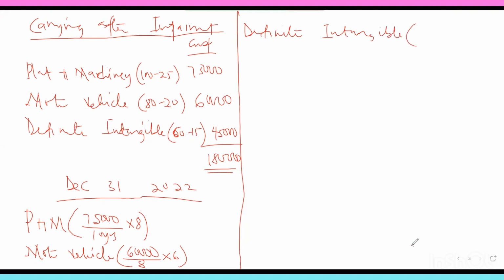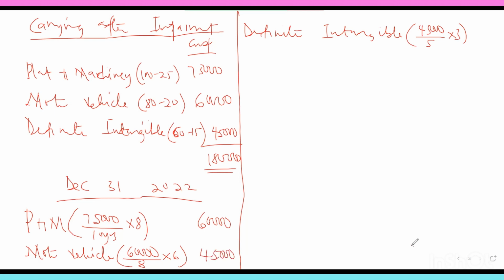That would be 45,000 divided by 5 times 3. Okay. So for plant and machinery, what are we having? 60,000. Okay. Motor vehicle is what? 45,000.